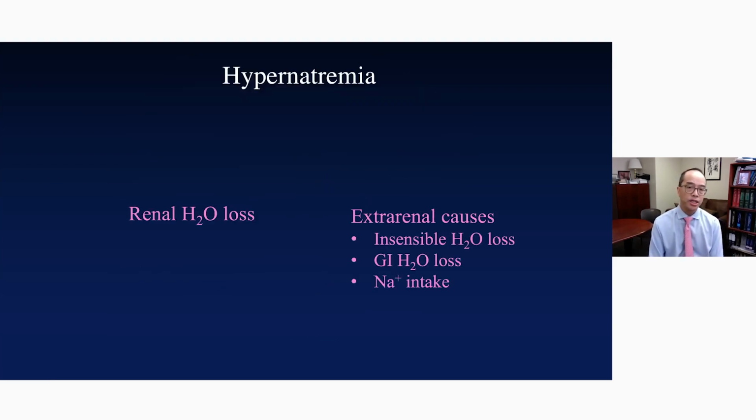Another way of approaching this is from the point of view of hypernatremia. Now, hypernatremia can be caused by two general reasons, either renal loss of free water or extrarenal causes. And the extrarenal causes include insensible losses that aren't replaced by drinking water, GI water loss, in other words, an osmotic diarrhea, or intake of sodium in excess of water. This doesn't normally happen in adults who are able to sense thirst, but it's been described, for example, in infants.